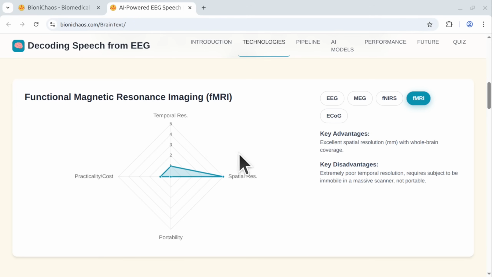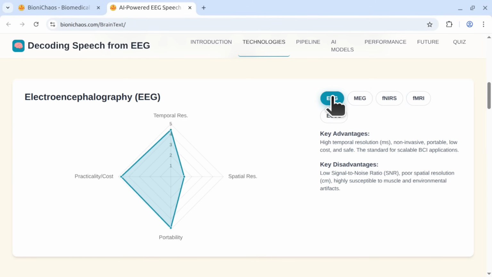Okay, can we keep going? Can we also explain what high on the chart means for practicality and cost? High means lower cost, is that correct? On this particular radar chart, a higher value on the practicality/cost axis, meaning further away from the center, indicates lower cost. So a point closer to the center indicates higher cost and lower practicality. Therefore, for fMRI, which is close to the center on this axis, it indicates a high cost.